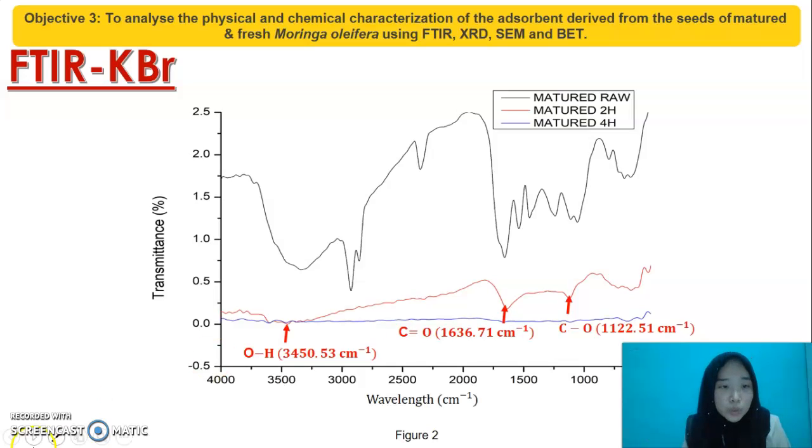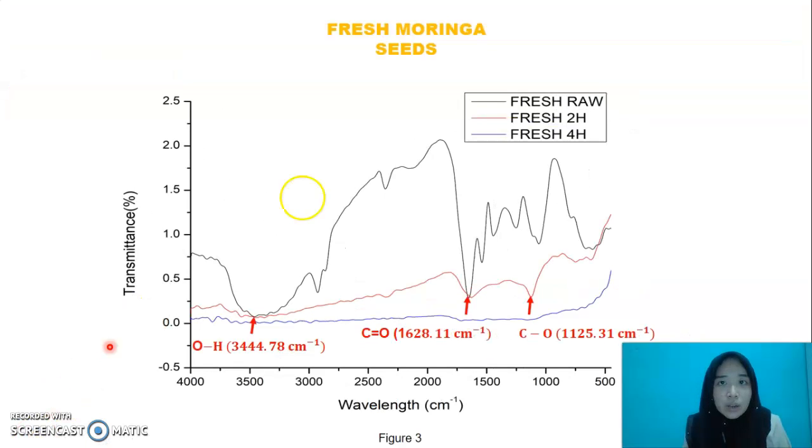Then I will show you the fresh moringa seeds. It also showed the same trend, which is the fresh for 2 hour impregnation time at 3444.78 per centimeter showed OH functional group, C double bond O at 1628.11 per centimeter, and CO at 1122.31 per centimeter.